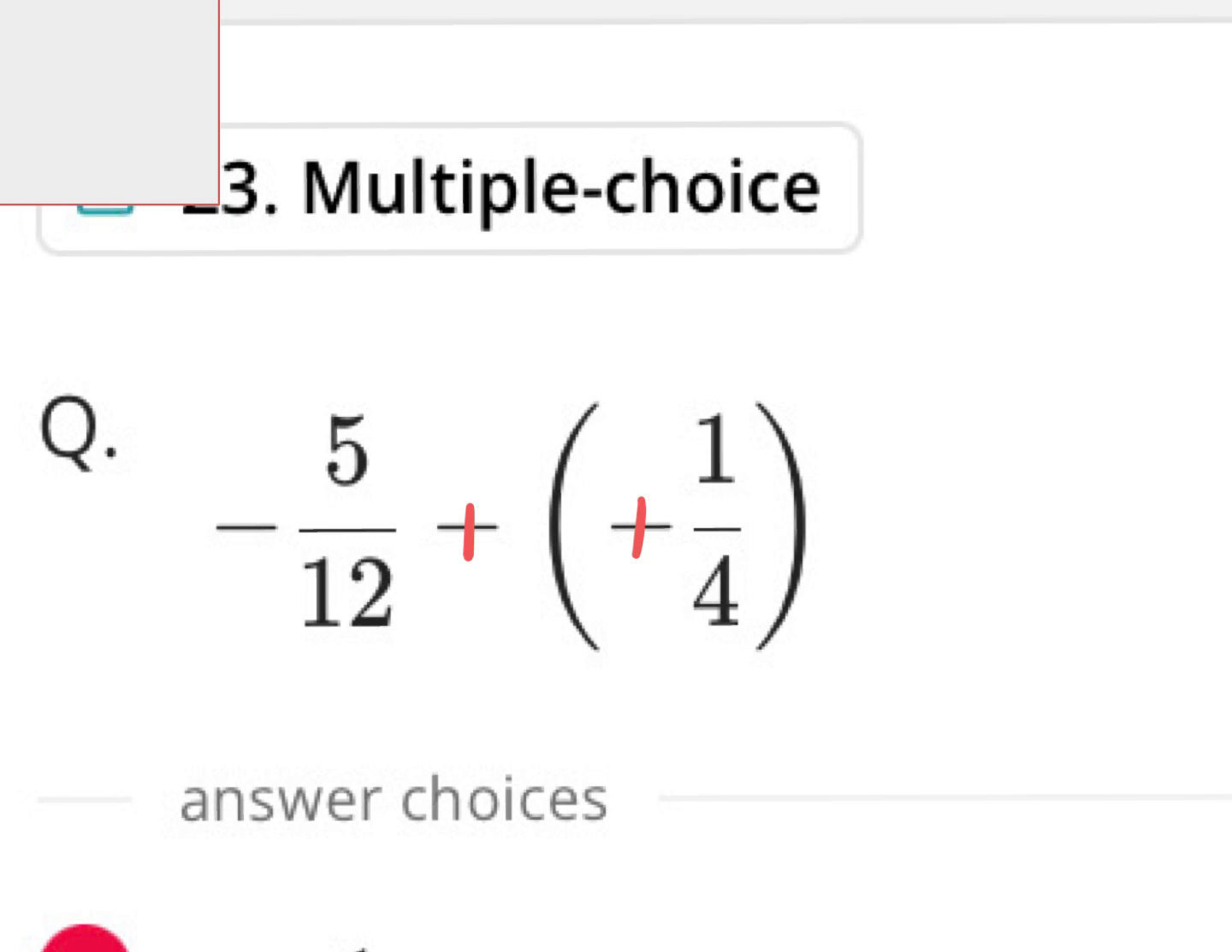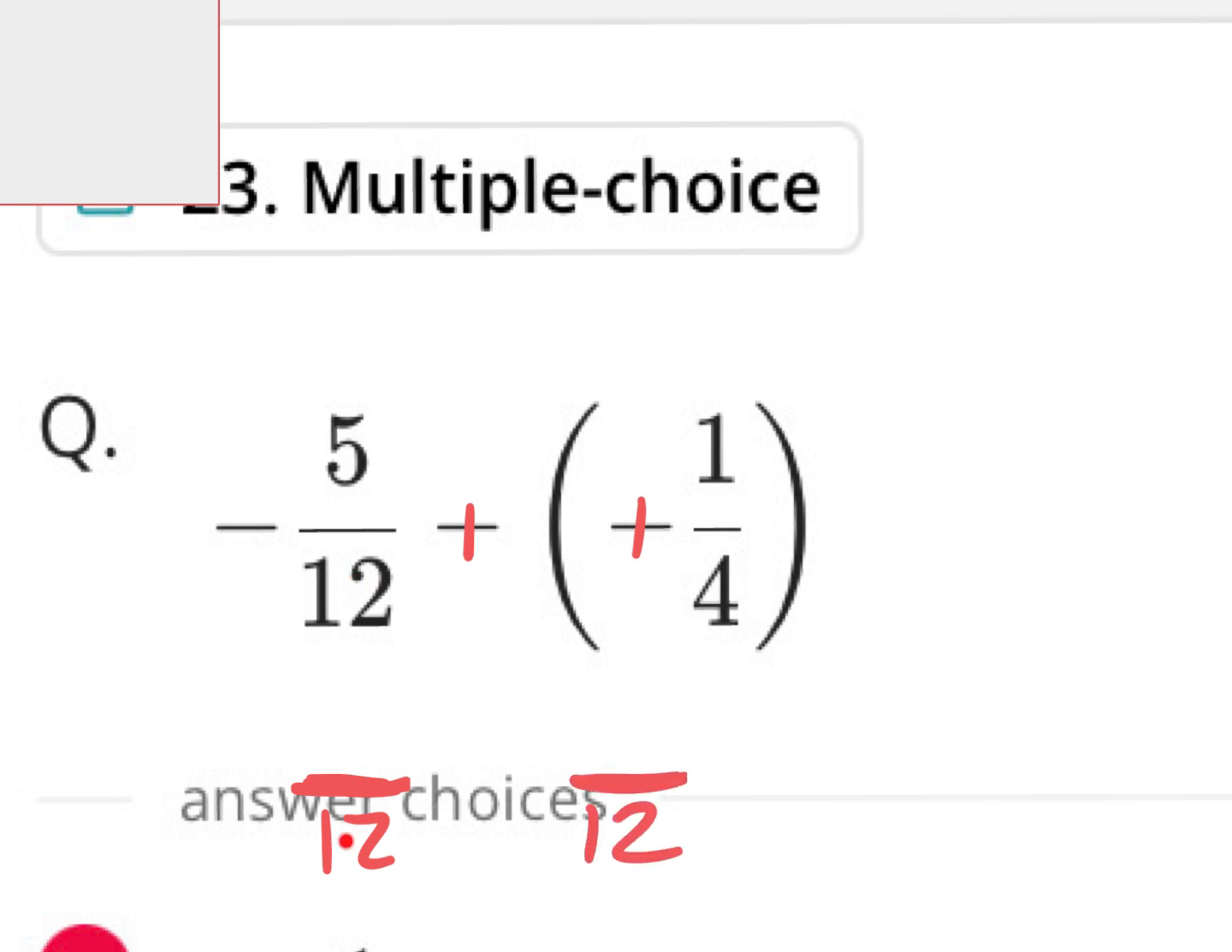Now, whenever you are adding fractions or subtracting fractions, you need a common denominator. Again, the bigger denominator is 12. Could I change 4 to become 12? The answer is yes. All you have to do is multiply the 4 by 3. So we know the common denominator will be 12.